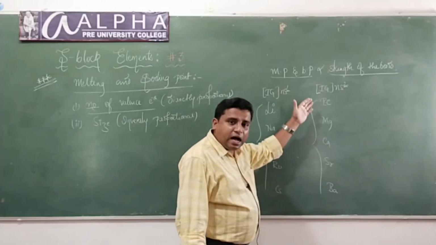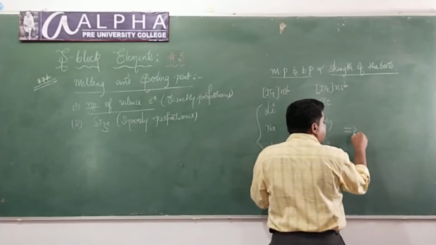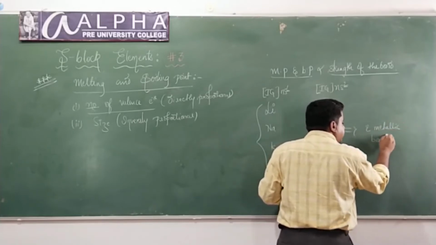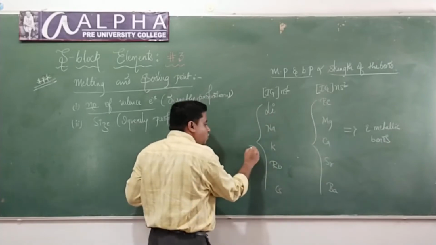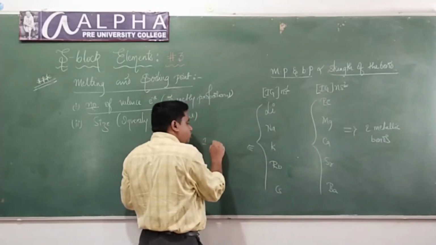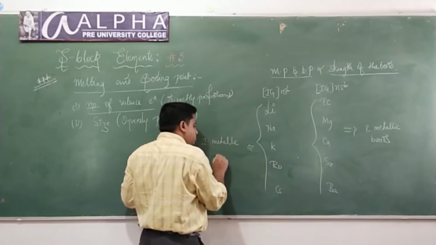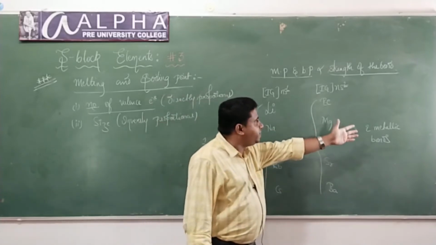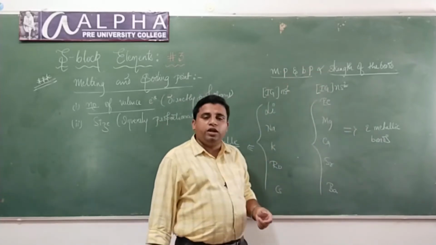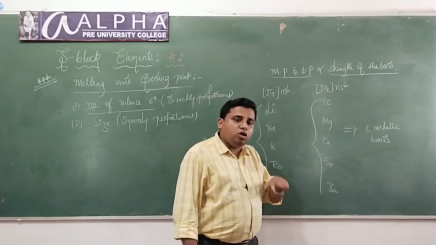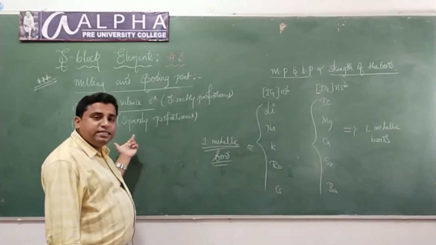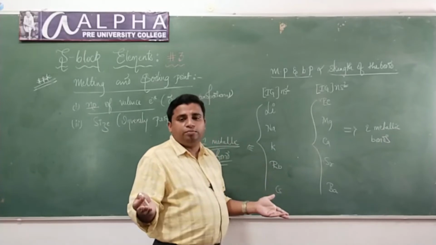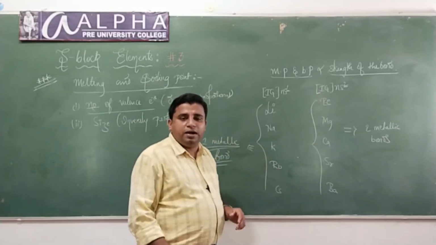That means alkaline earth metals can form 2 metallic bonds, whereas alkali metals can form 1 metallic bond. As the number of bonds increases, the strength increases, and the melting point and boiling point increase. Also, melting point and boiling point depend upon size. We know, the lesser the size, the more is the melting point. The more the size, the lesser will be the melting point and boiling point.